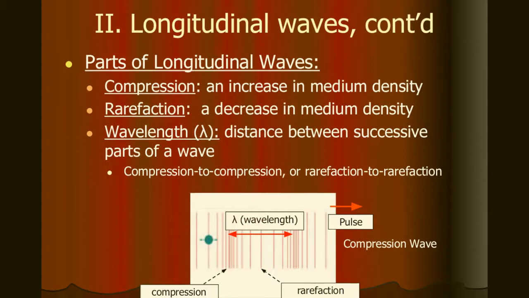You could think of the word rare as something that happens infrequently. So the rarefaction is where you have very few lines in between, whereas the compression is where they're all compressed tightly together. Then the wavelength, again, is the distance between successive parts of the wave. So in this case, it would have to be from the compression to the compression, or from the rarefaction to the rarefaction.